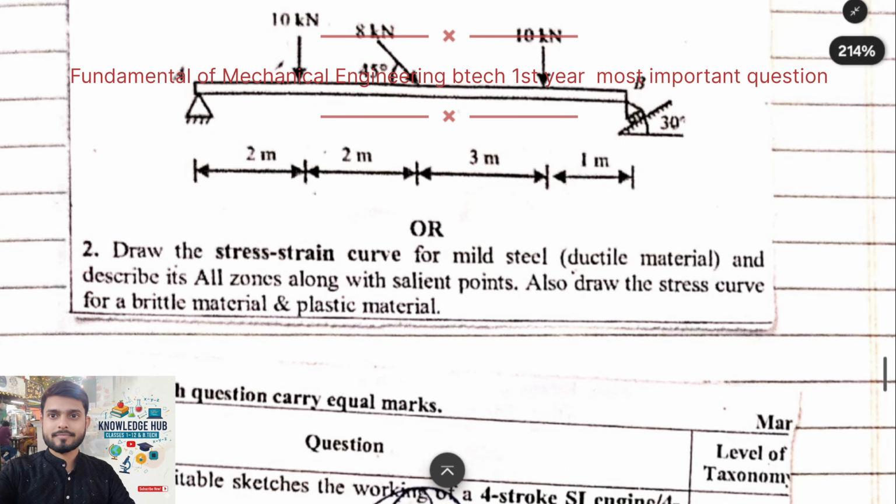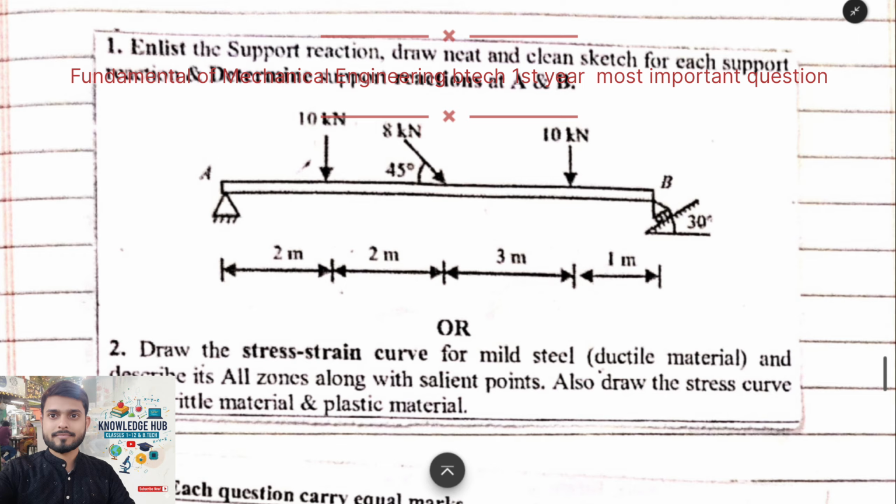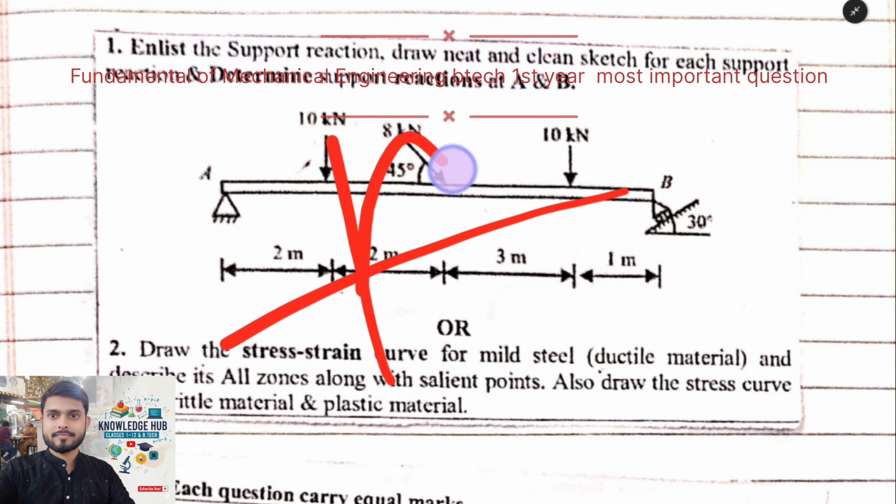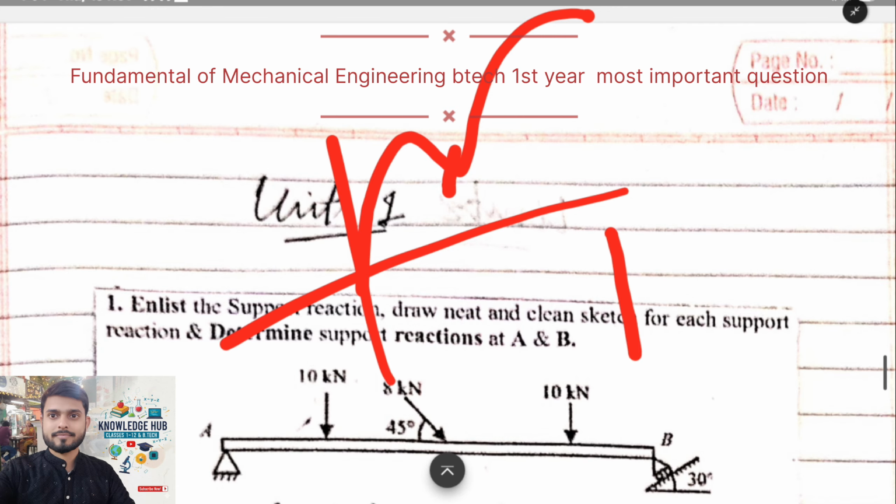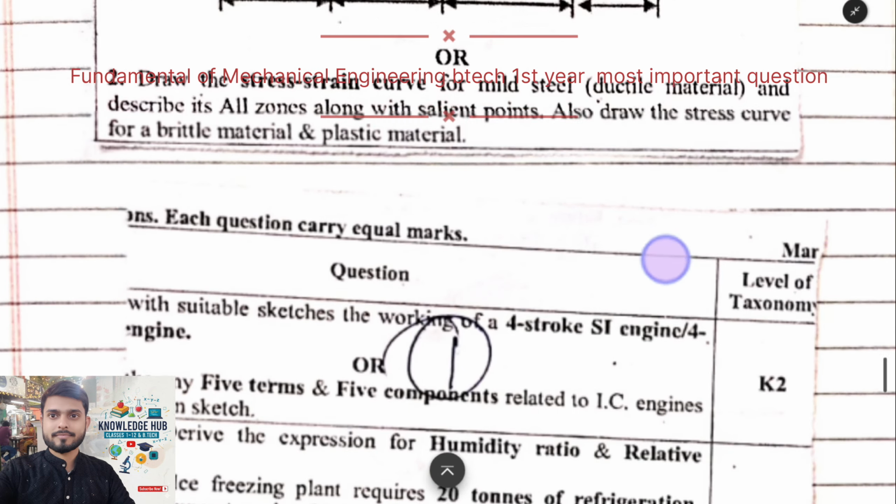Now the second one is: draw the stress-strain curve for mild steel, a ductile material, and describe its origin along with salient points. Also draw the stress-strain curve of brittle material. This is basically one type of material which flows from this to this. This is not necking, and other like that. This is all about this.